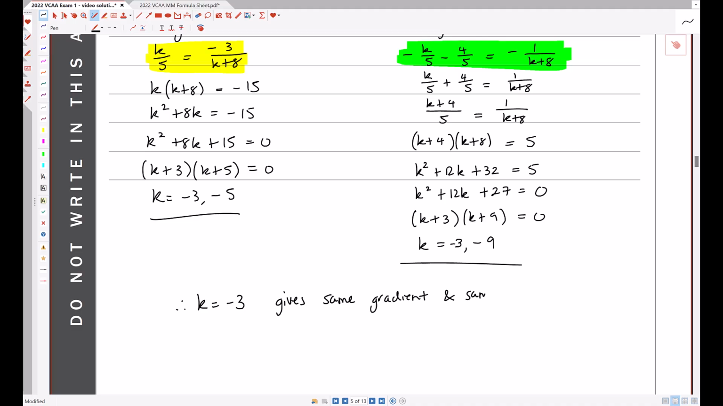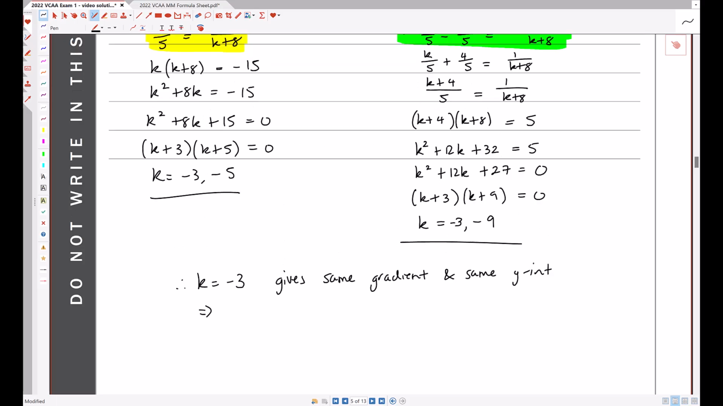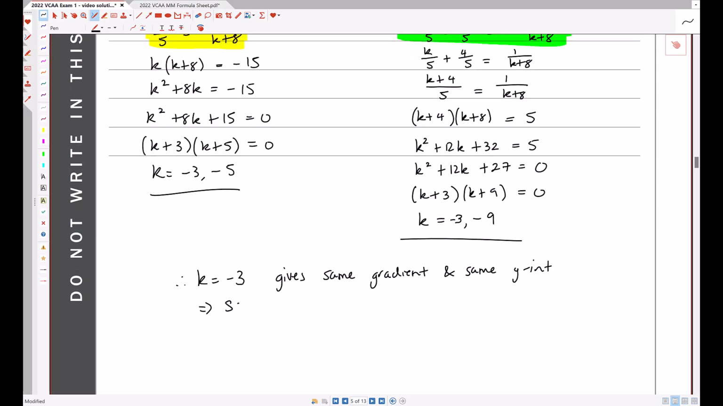and same y-intercept, which implies that we have, sorry, I've got a bit of a lag, which implies that we have the same line, which implies that we have infinitely many solutions. So this would be my answer. k equals negative 3.